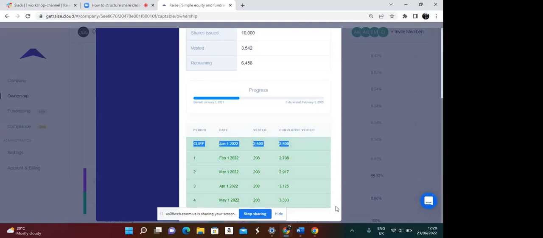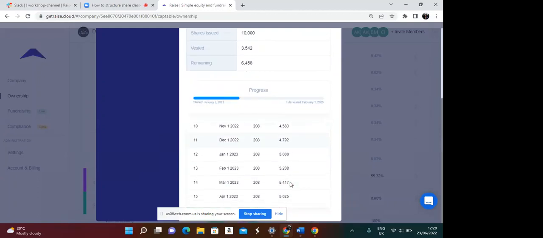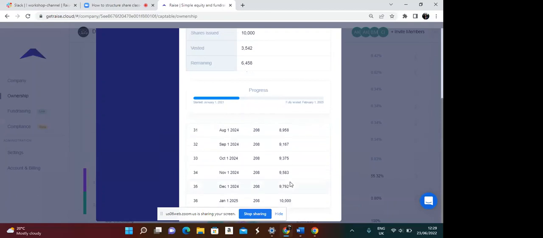Then over the next 36 months, we can see that the shares continue to vest up until January 1st, 2025, and he gets the 10,000 shares fully vested, at which time he can choose to exercise his rights by either buying those shares and acquiring them or selling them to the company. Thank you. I hope that is clear. Any questions that you might have, just share them with us in the chat box.